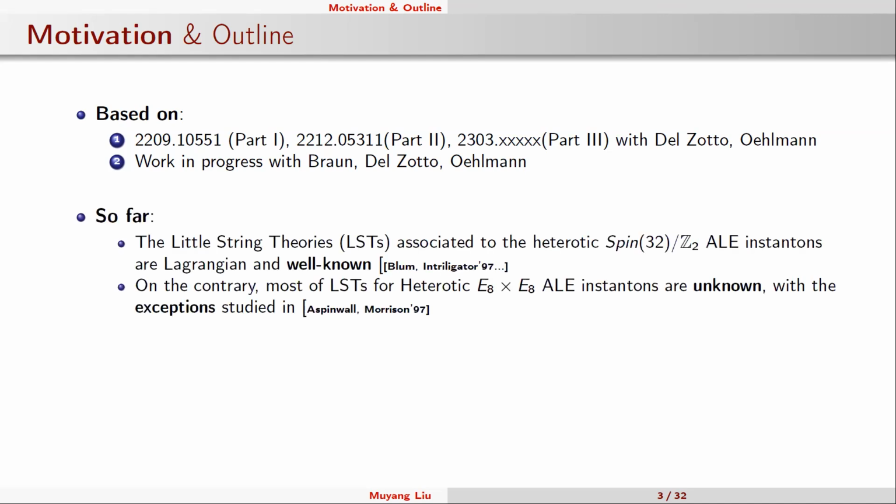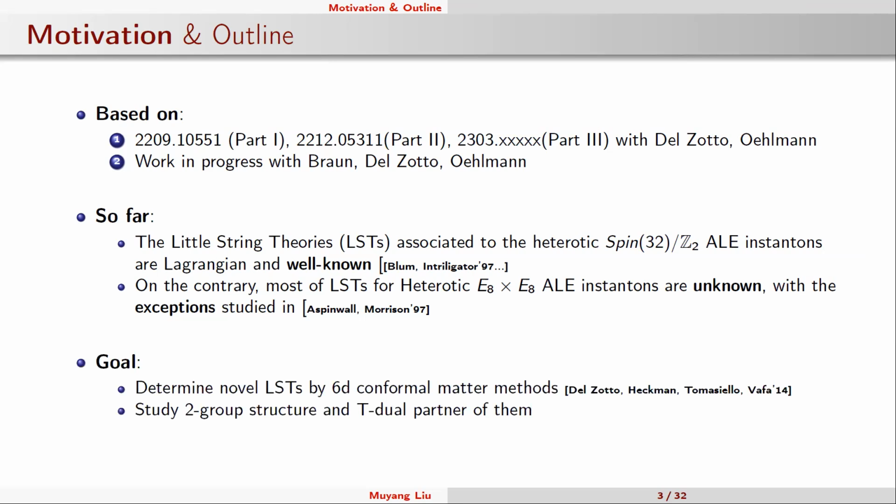So far, we know that the Lagrangian theories describing the worldvolumes of the heterotic Spin(32)/Z2 ALE instantons are known because they are Lagrangian and can be obtained by orientifolding a stack of NS5 branes on fibrations. However, most Lagrangian theories of the heterotic E8 × E8 instantons are unknown, with the exception of those studied by Aspinwall and Morrison, which keep the flavor groups unbroken. There is also some other work that focuses on small breakings. Nevertheless, the Lagrangian theories associated to heterotic E8 × E8 instantons are incomplete.